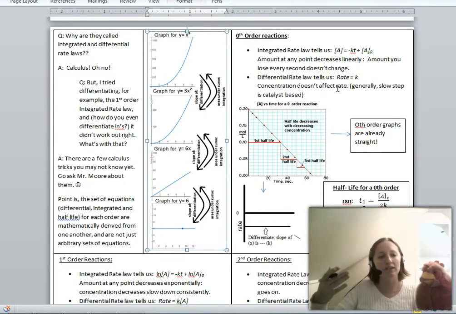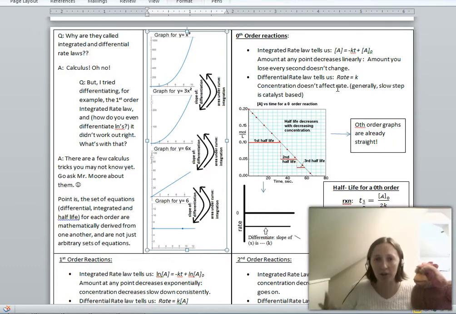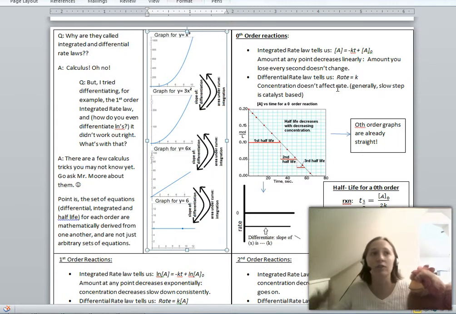And typically what this implies about the mechanism of the reaction is that the slow step, the one that you're waiting around for, is catalyst based. And so, you're waiting on the catalyst to get something done. It doesn't matter if you increase the concentration of your reactant, that catalyst is the bottleneck. So you're kind of going, come on, I wish I had more catalyst, but you don't, so oh well.